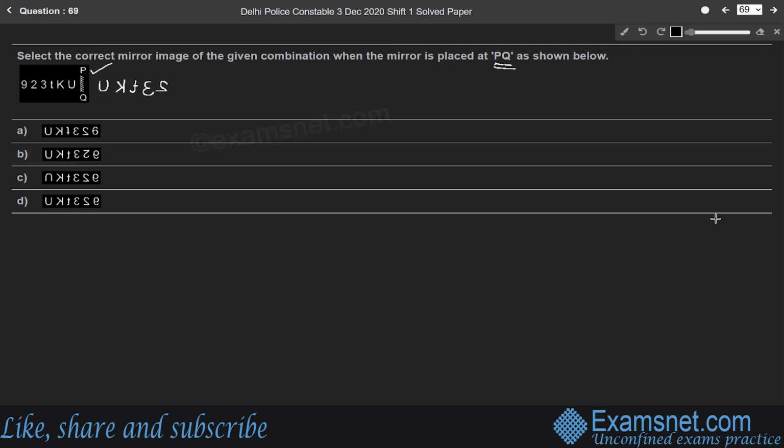will be like this, whereas 9 will be like this. So look at the options U and mirror image of K and mirror image of T here, and 3, 2, and 9. Therefore, option D is the right answer, which is the mirror image of the given combination, right?